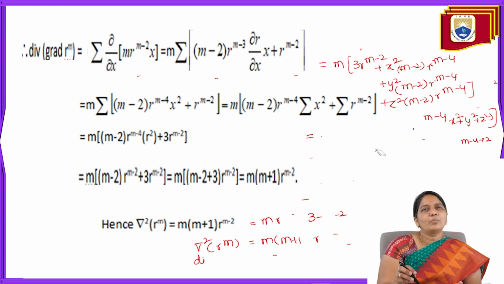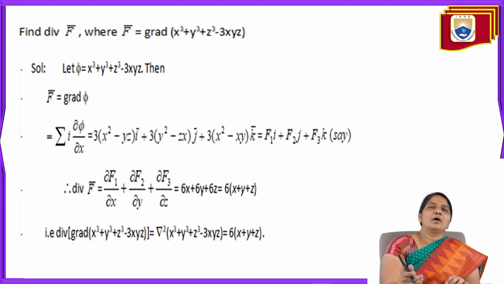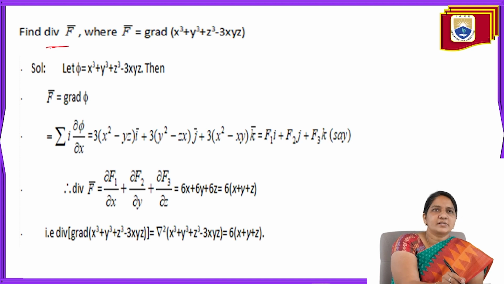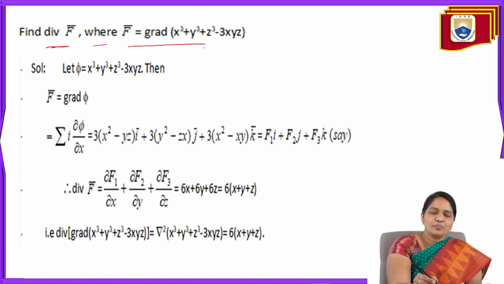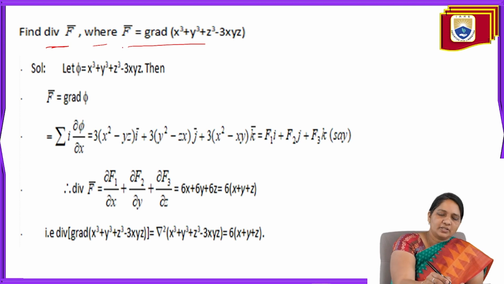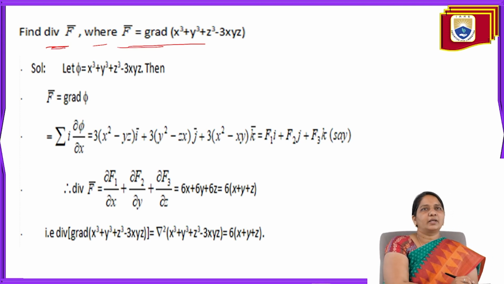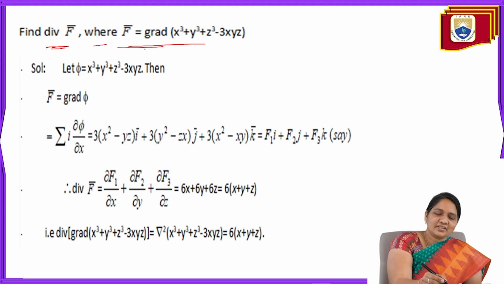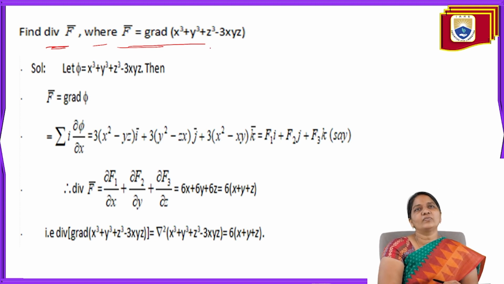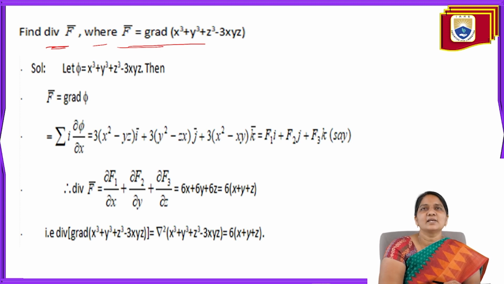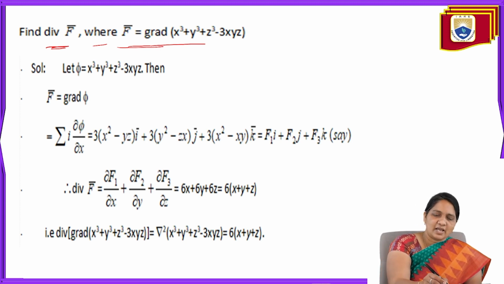So if they are given the same problem in terms of n, then we will write in terms of n. See the next problem. Find divergence of f bar, where f bar is grad of x cube plus y cube plus z cube minus 3xyz. So here they have given f, we have to find the grad f bar. But in f bar, what they have given? Grad of x cube plus y cube plus z cube minus 3xyz. That means I have to find the grad of this function that will be equal to f bar.